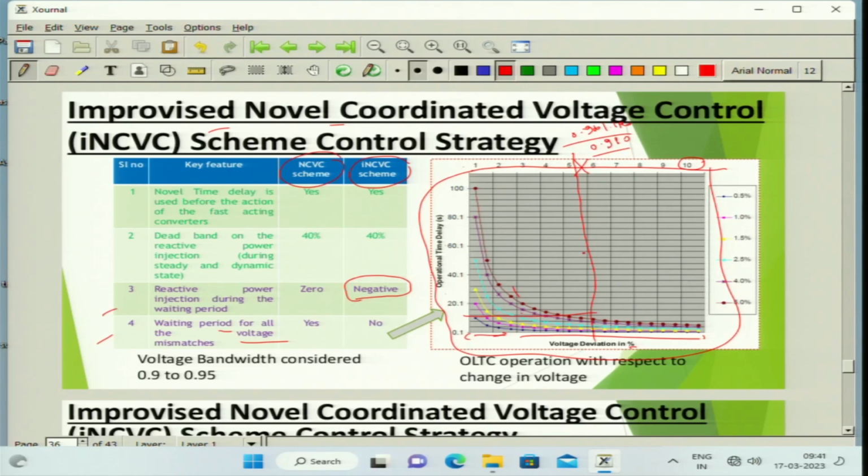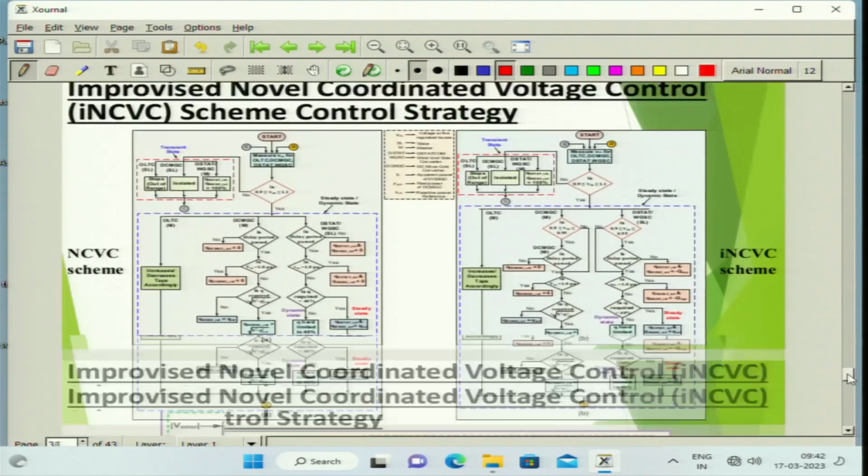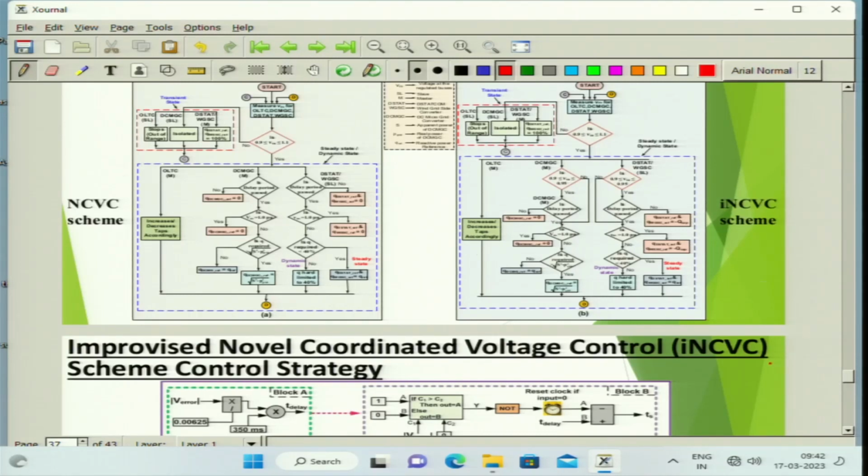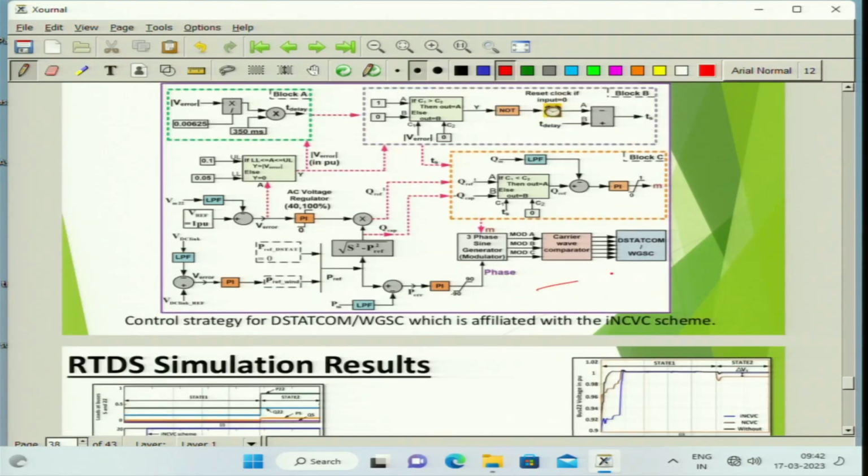So what we have done is, from 0 to 5%, that means if the voltage is in the range of 0.95 to 1.05 per unit, we are not introducing any time delay. Even if you introduce time delay, it will not have much impact. If the voltage is below 0.95 or beyond 1.05, then it makes sense, because the time delay is quite large. So we have taken this as an advantage, and that is also considered here. This is just the execution, and the results you can see here.